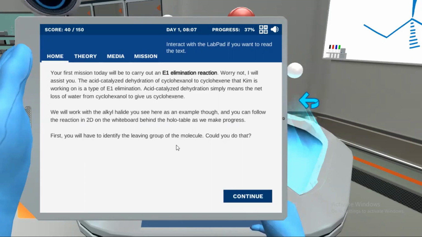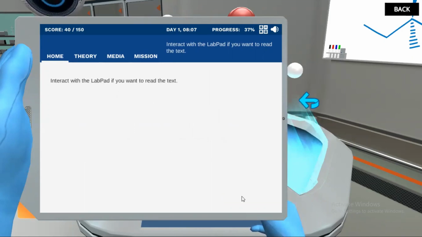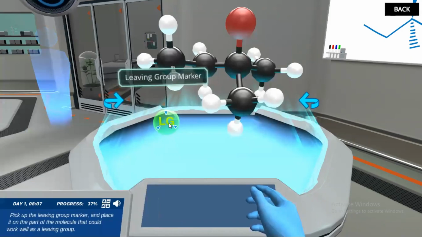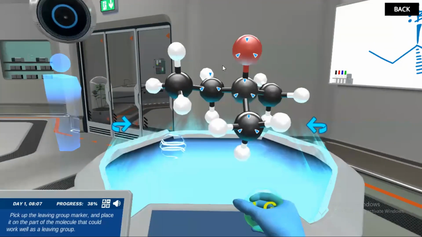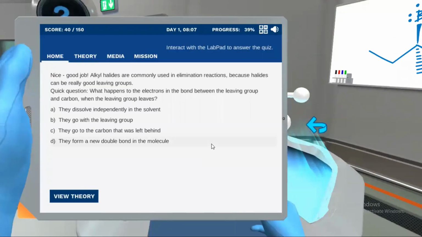First, you will have to identify the leaving group of the molecule. Could you do that? Pick up the leaving group marker, and place it on the part of the molecule that could work well. Nice, good job. Alkyl halides are commonly used in elimination reactions, because halides can be really good leaving groups.